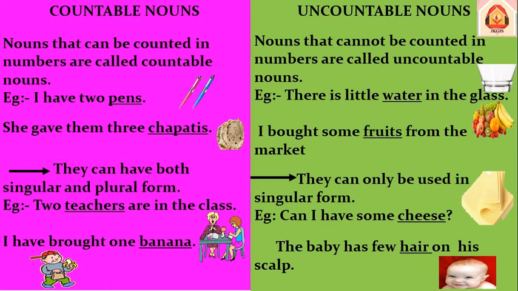Like, if we see the picture, there are a number of slices of cheese. We will say slices of cheese, but we will not say there are cheeses lying. So, it is, can I have some cheese? We will not ask, can I have some cheeses? We can ask for a piece or pieces of cheese, but we will not ask for cheeses. The baby has little hair on his scalp. It is always hair, not hairs.